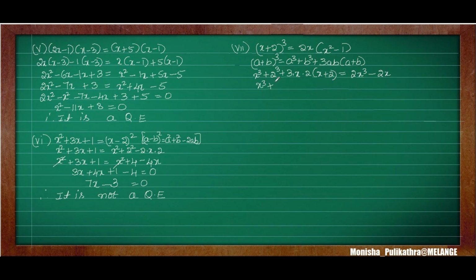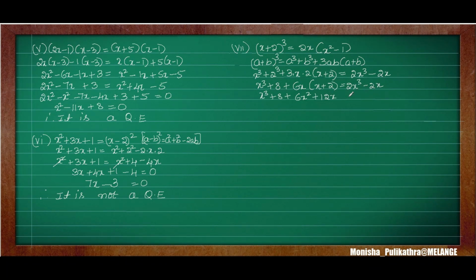So x³ plus 2³; we have to multiply 2 three times. 2 2s are 4, 4 2s are 8, plus 3 into 2 is 6x into (x + 2) is equal to 2x³ − 2x. So x³ + 8 + 6x into x is 6x², plus 6x into 2 is 12x.